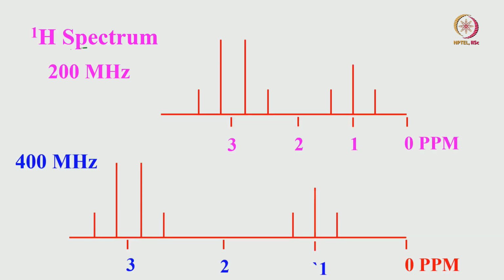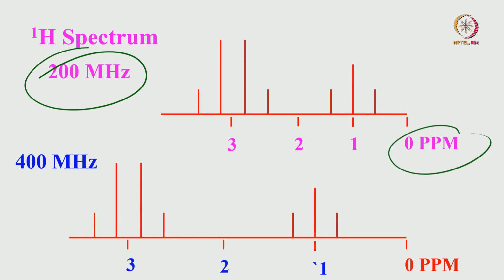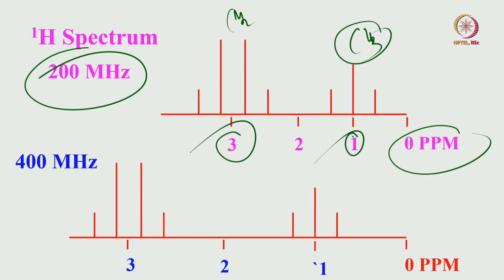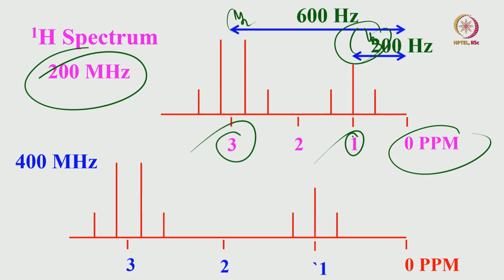Let us take an example of a proton spectrum at 200 megahertz. I have a triplet and a quartet, and 0 ppm is somewhere there, tetramethylsilane. This is the chemical shift of one proton, this is CH3, this is CH2. CH2 is a quartet because of CH3, CH3 is a triplet because of CH2, and this is at 1 ppm, this is at 3 ppm. And what do you get? This is in frequency, this is 200 hertz and 600 hertz, that we know. And this adjacent line separation gives you the coupling constant, fine.